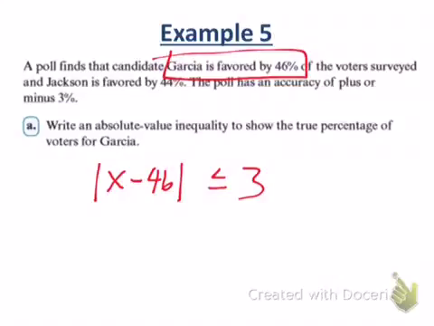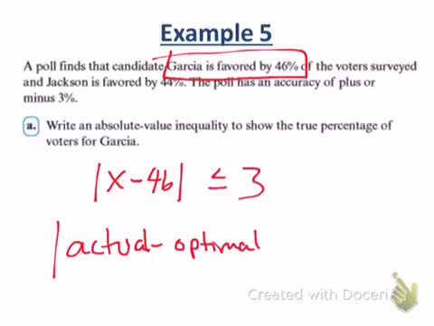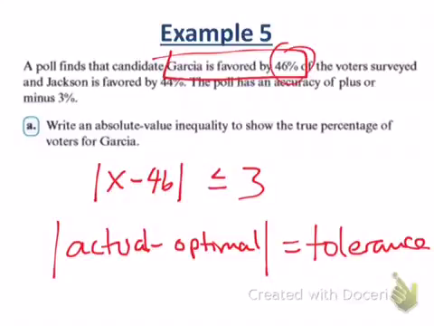And this goes back to what we dealt with in absolute value equations, right? Our actual minus the optimal is equal to, what do we call that? The tolerance, right? How did you get less than or equal to? It's within 3 either way. So what would the upper boundary be if the actual is 46? 49, and the lower boundary would be 43. So that's an and problem. It's between 43 and 49.